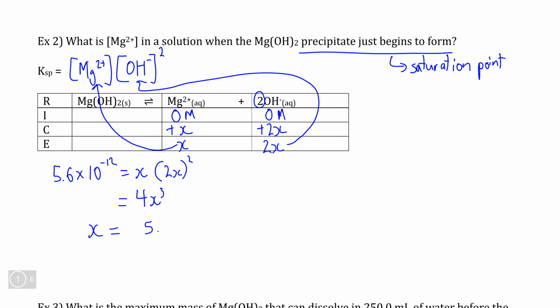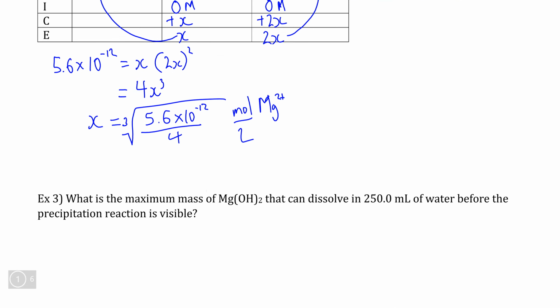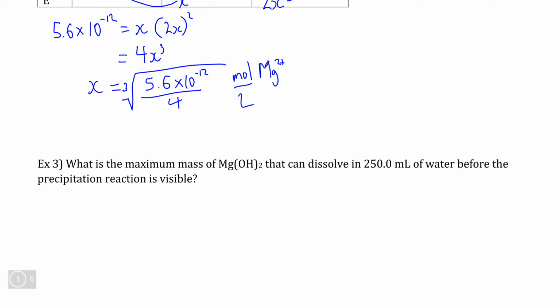So if we write out what x is, it would be equal to 5.6 times 10 to the negative 12 divided by 4, and then if we take the cube root of both sides, that would be how we cancel the x cubed from this side here. And since we know that x is equal to the concentration of magnesium, when we put this into our calculator, that means that we have calculated the moles of Mg2+ per liter. But of course, this question isn't done, which is why I'm not going to bother rounding this number here, because we need to use this in the follow-up calculation here.